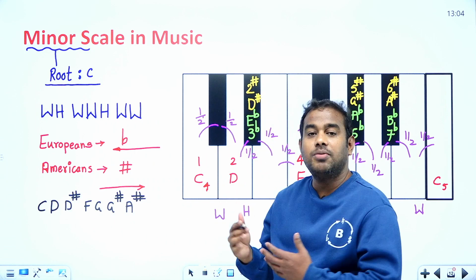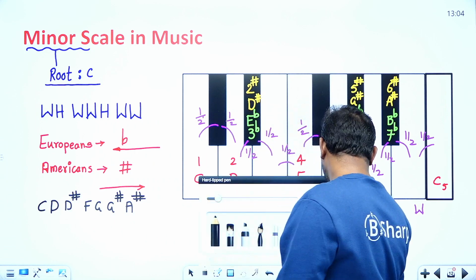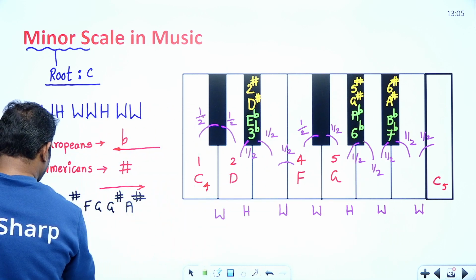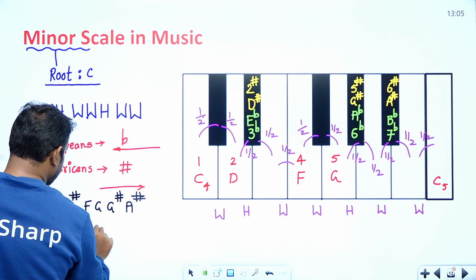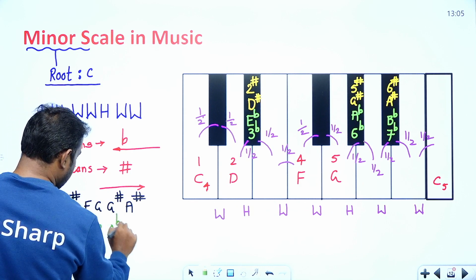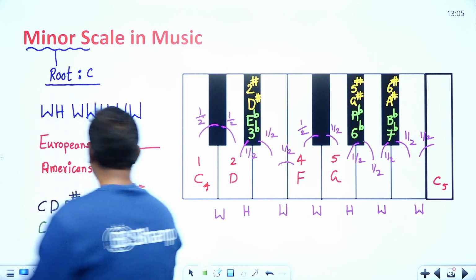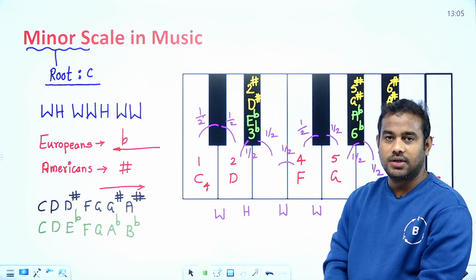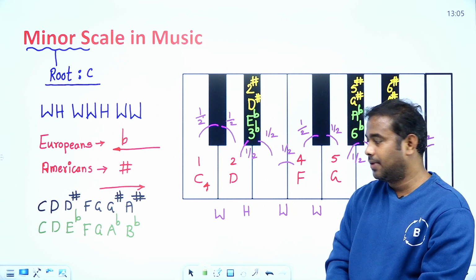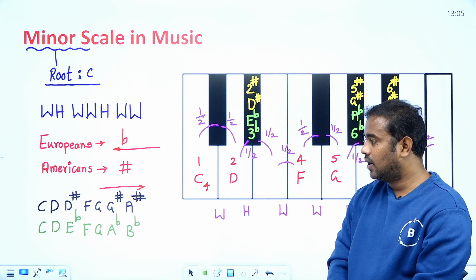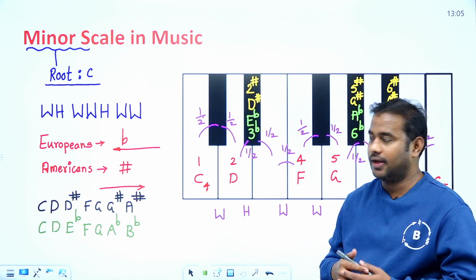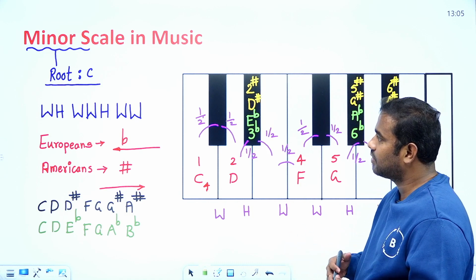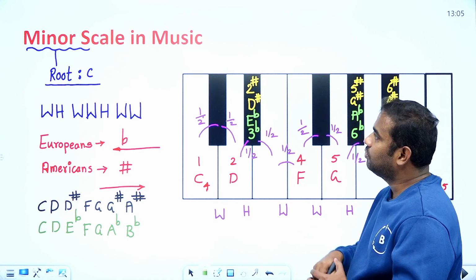The same thing can also be rewritten like this: C, D, E flat, F, G, A flat, B flat. So there is no difference here. The way you are representing it is the only thing that matters. The tonal value is not going to change. So please keep this point in mind and try to understand accordingly. The same thing applies to the major scale also, there is no difference there either. So these are the things related to the minor scale.